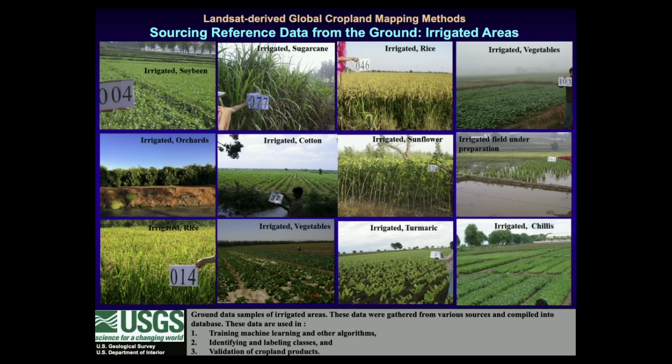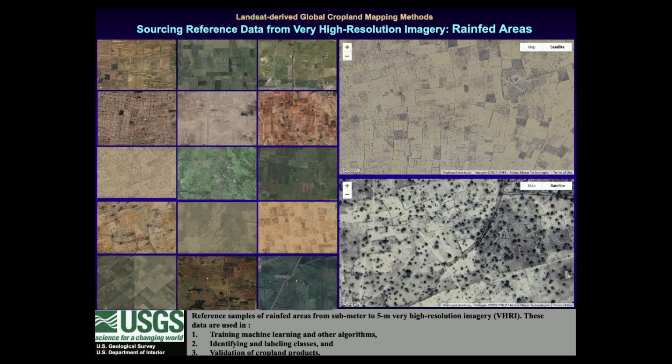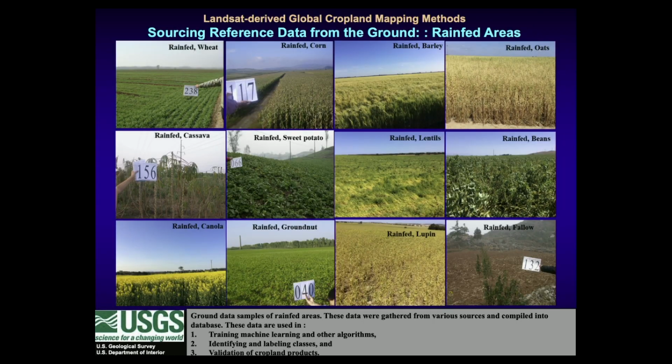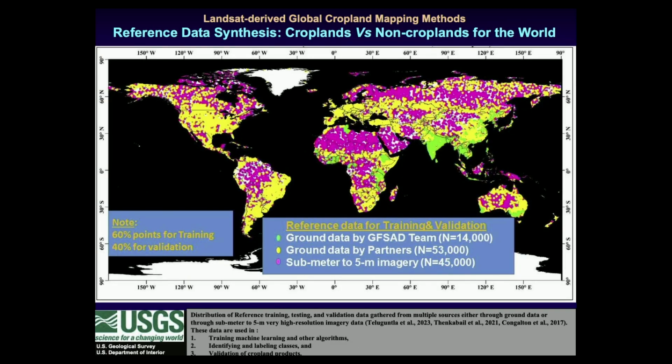That way you get all the details about what it is, whether it is irrigated, what type of crop, and all sorts of things. You need all this data for three things: one is for training machine learning algorithms, identifying and labeling the classes, and validation of the products. So you need it for those three things.